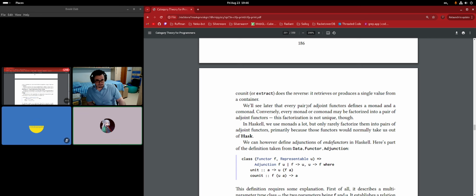We'll see later that every pair of adjoint functors defines a monad and a comonad. I'm very excited to see that, because I've never seen functors being the way to define a monad, and, I mean, a comonad. I'm very excited for that.